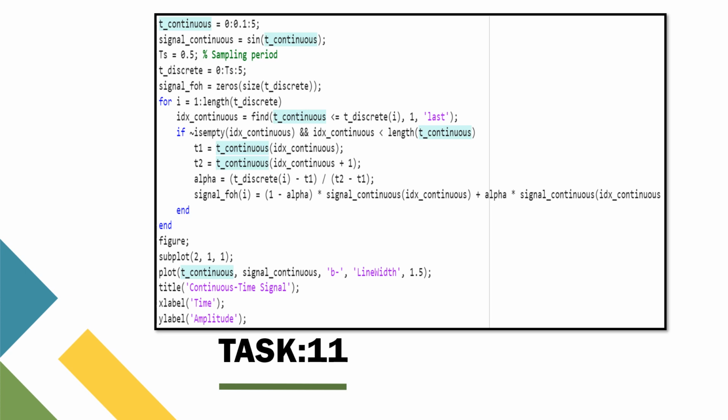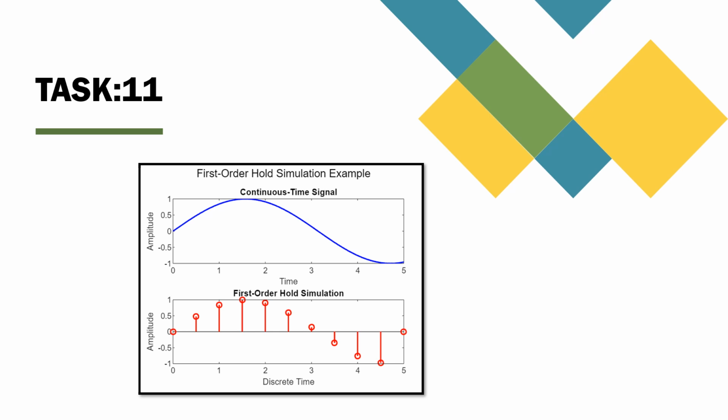For each instance, it finds the latest continuous time index before or at that discrete time. The code calculates interpolation coefficients based on the relative position between the discrete time and the two closest time samples. The value of the first order hold simulation is computed using linear interpolation between the two closest continuous time samples. Two subplots are created using subplot to show the continuous time signal and the first order hold simulation. Here we have the output of the first order hold simulation.